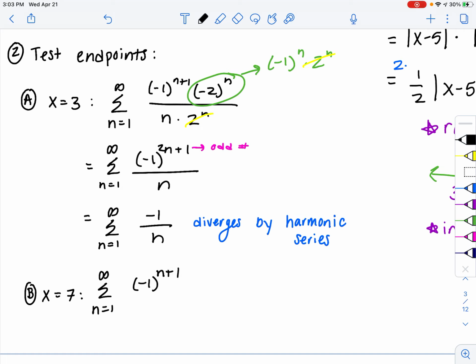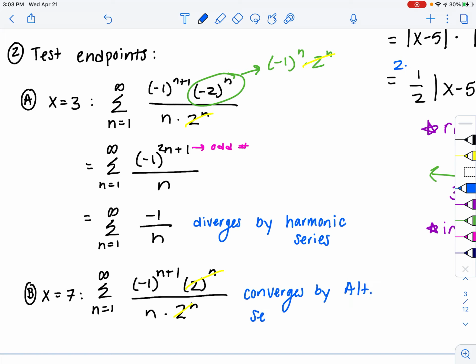So if I plug in 7 minus 5 is 2 to the n, we can see right away that those 2 to the n's are going to cancel out. So we get the alternating harmonic series here. So this converges by the alternating series test. This is just the alternating harmonic series, which we have proven before does converge.